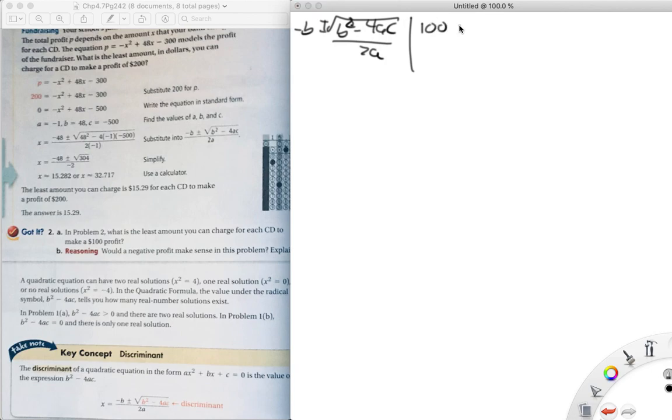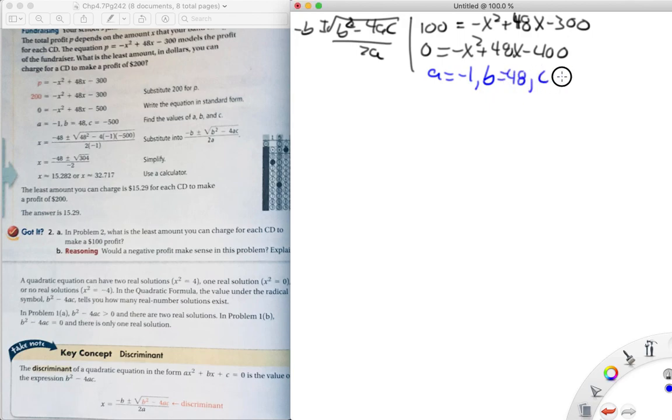So this is going to be 100 equals negative x squared plus 48x minus 300. Subtract 100 from both sides, and I'm going to have 0 is equal to negative x squared plus 48x minus 400. In this case, a is equal to negative 1, b is equal to 48, and c is equal to negative 400. And we'll plug those in.